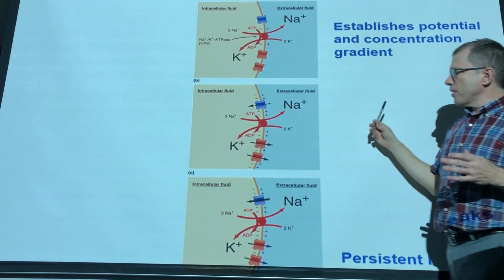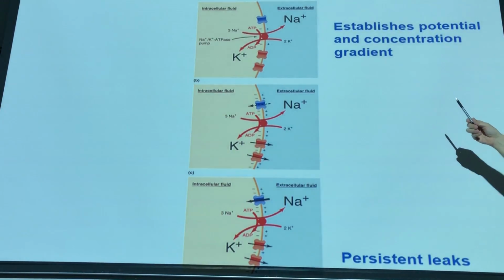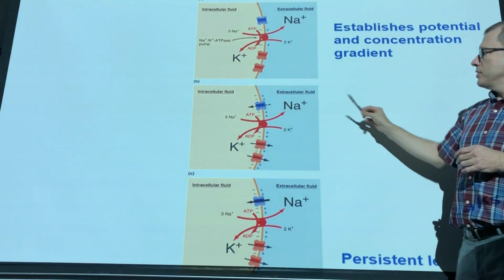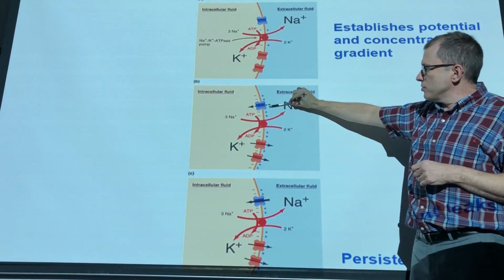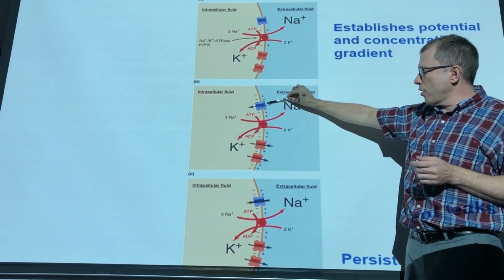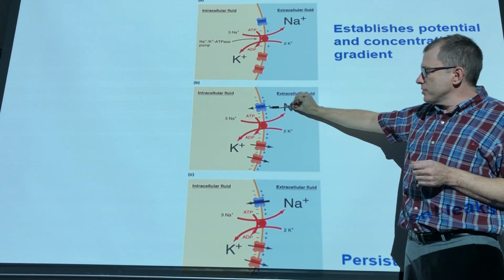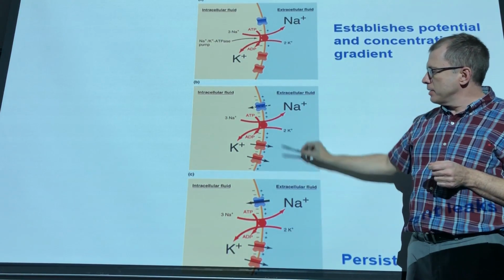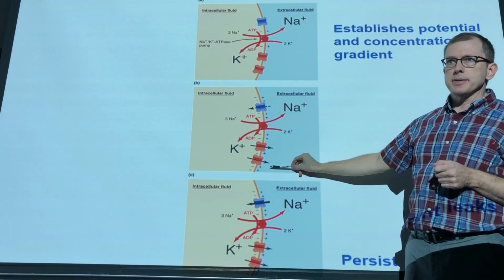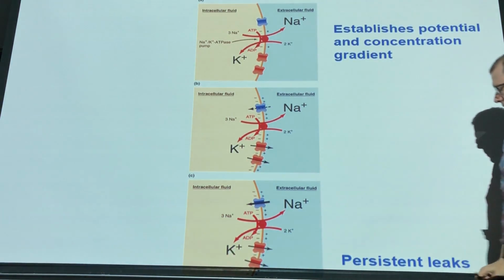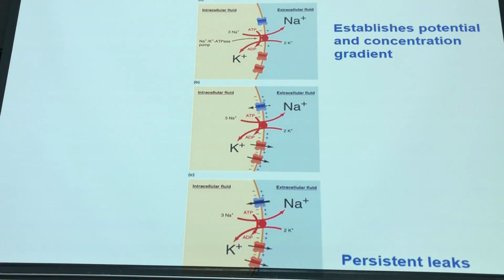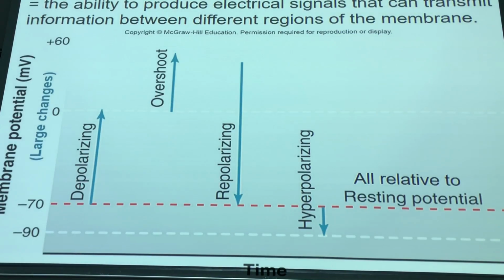And the other thing that affects all of this is the leak channels. This is supposed to show you that these are just leak channels that are open, and that there are some for sodium and some for potassium, but there are a lot more for potassium. So those are just persistent leaks that happen all the time, but it makes potassium have a greater effect.